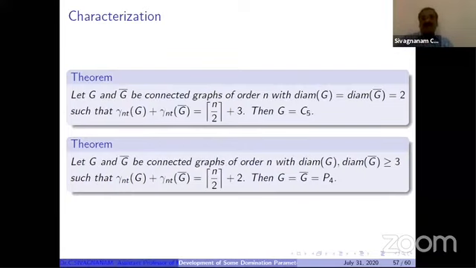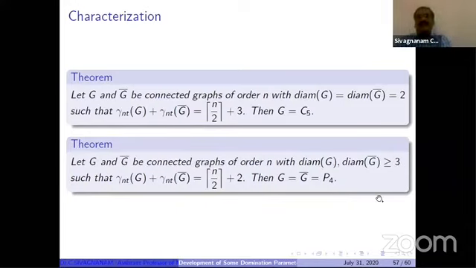Similarly, for another combination, the diameter of G and the diameter of G bar both greater than or equal to 3, the sum gamma nt of G plus gamma nt of G bar is equal to upper integral n by 2 plus 2. When it is equal, G and G bar are both P4. Both are P4. Now the other cases: diameter of G and G bar both 2; here the diameter of G bar greater than or equal to 3; and next, one greater than or equal to 3 and the other equal to 2.